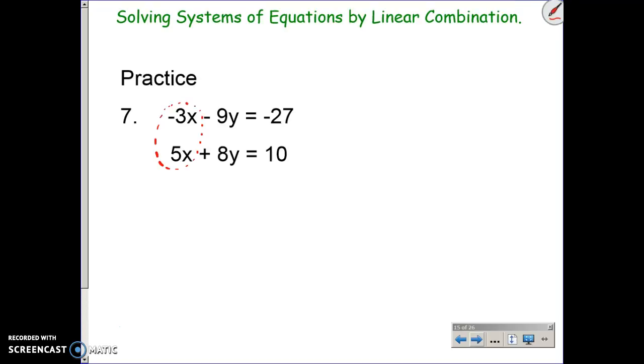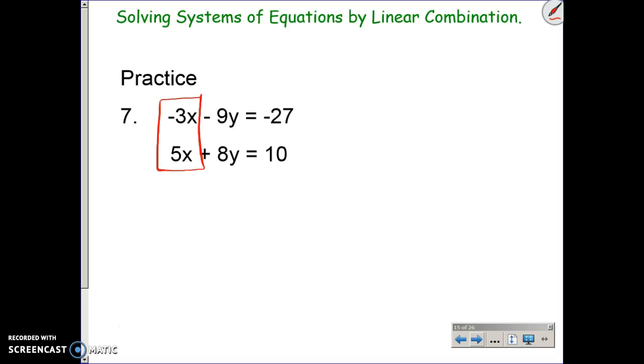-3 and +5. They're opposites, but they're not the same number. All right, well, that's kind of annoying, but let's check the next one. -9 and +8, still not the same number, but opposite signs. So we need to find the least common multiple. In other words, what's the first number that I could multiply these two things to get to?